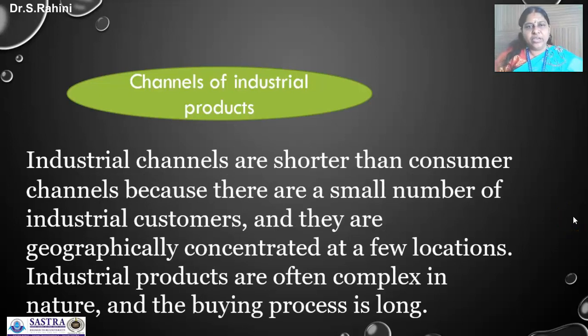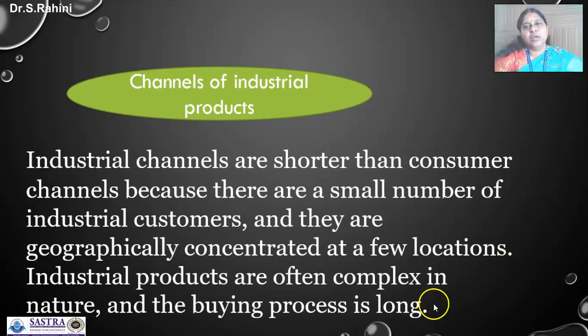So what is meant by the channels of industrial products? Industrial distribution channels are shorter than consumer channels because there is a small number of industrial customers, and they are geographically concentrated at a few locations like factory sites. Industrial products are often complex in nature, and the buying process is also long, sometimes very long. So the industrial channels are much shorter than the consumer channels.